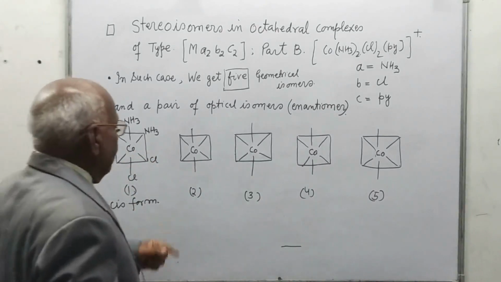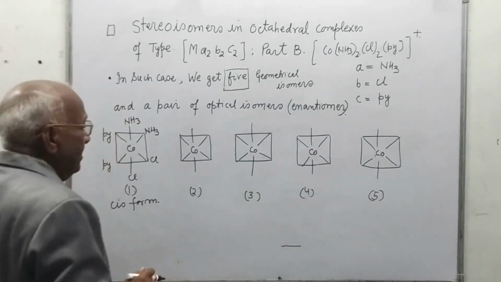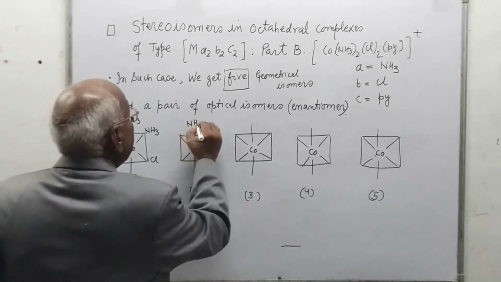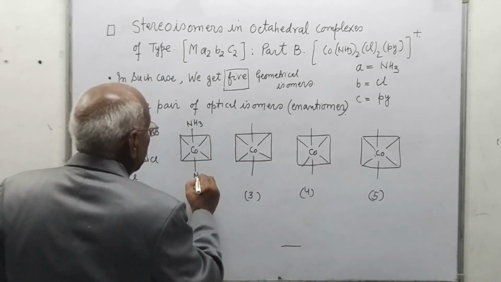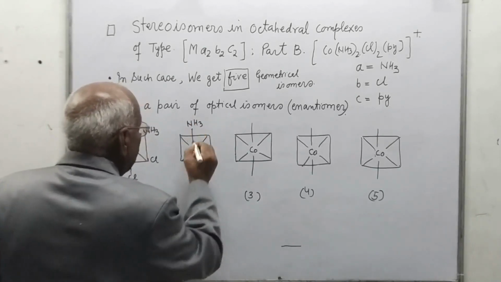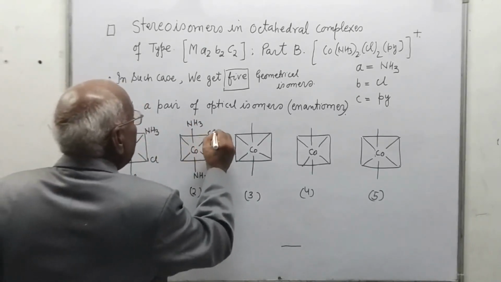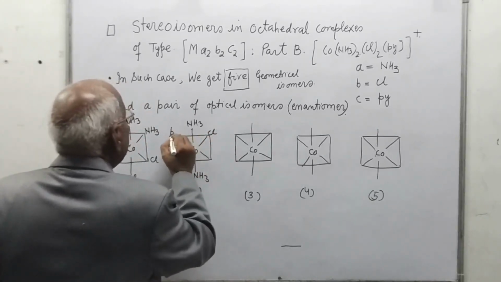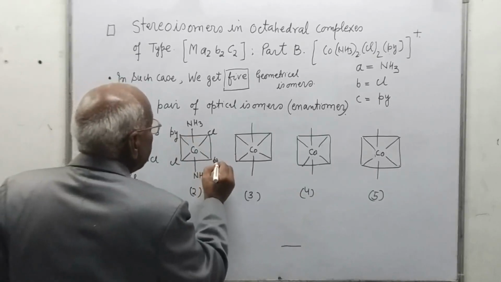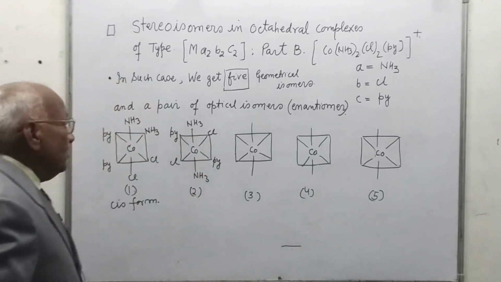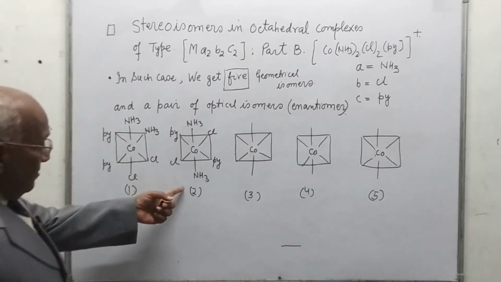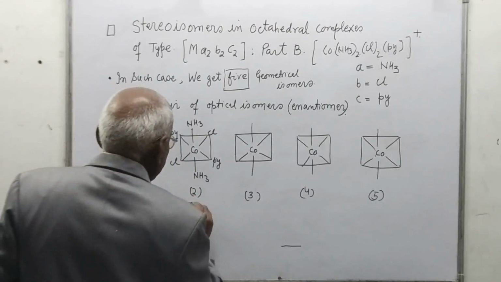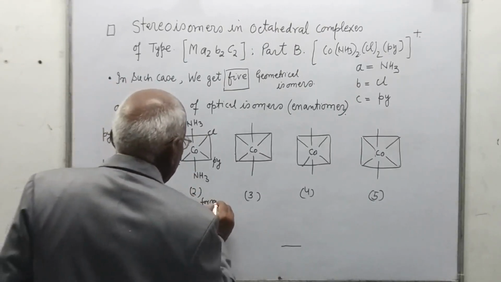Now in this case, place all the identical ligands in the trans position. So ammonia is in the trans position, chlorine is in the trans position, and pyridine is in the trans position. So the second form of the octahedral complex is this. Number 2, this is the trans form.